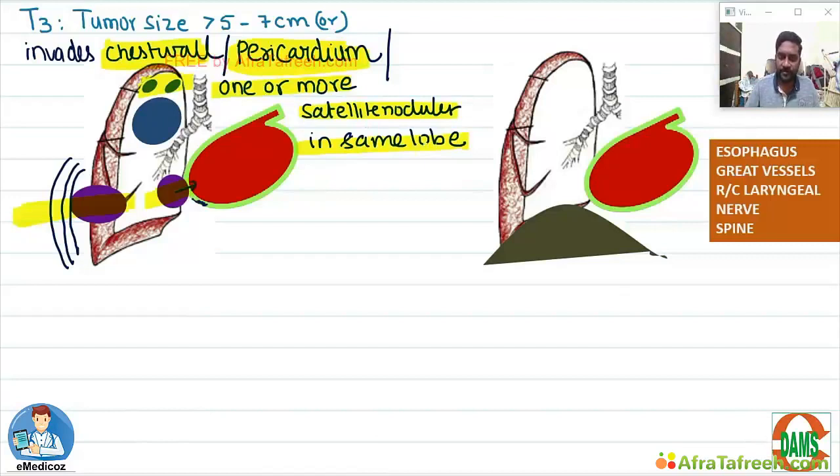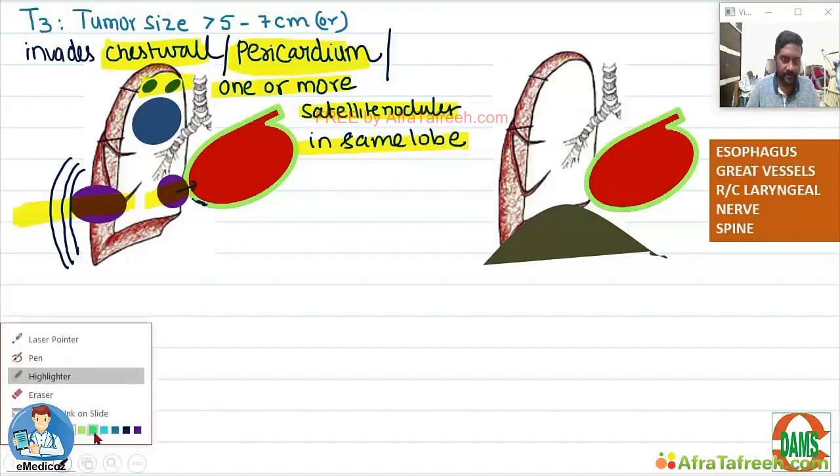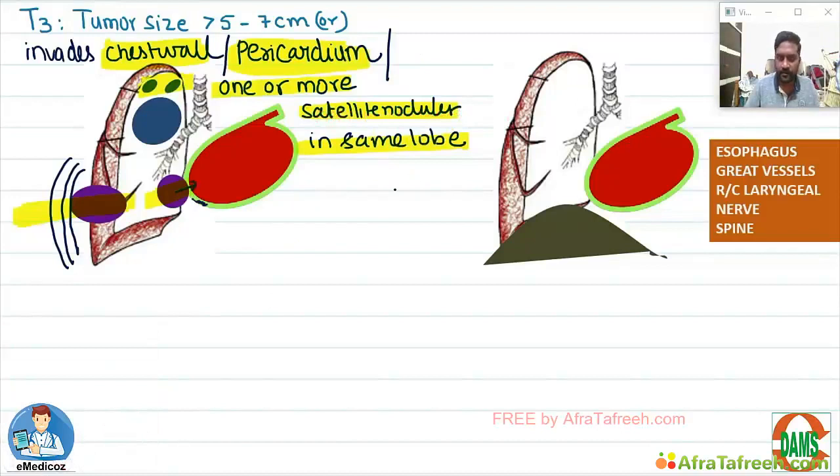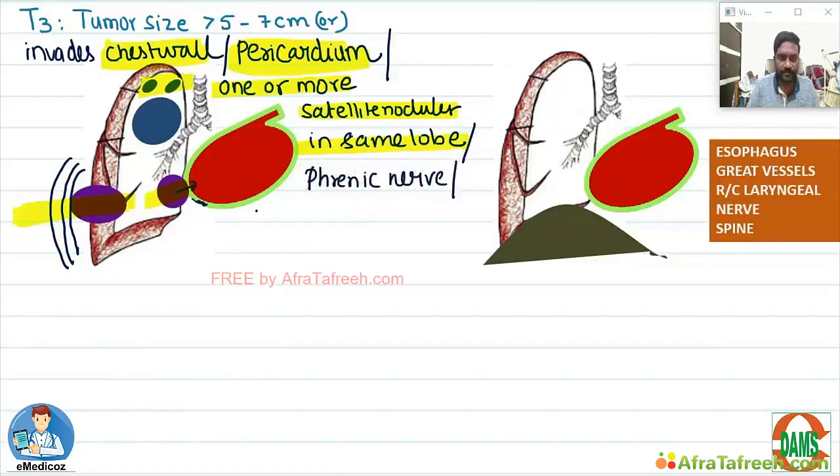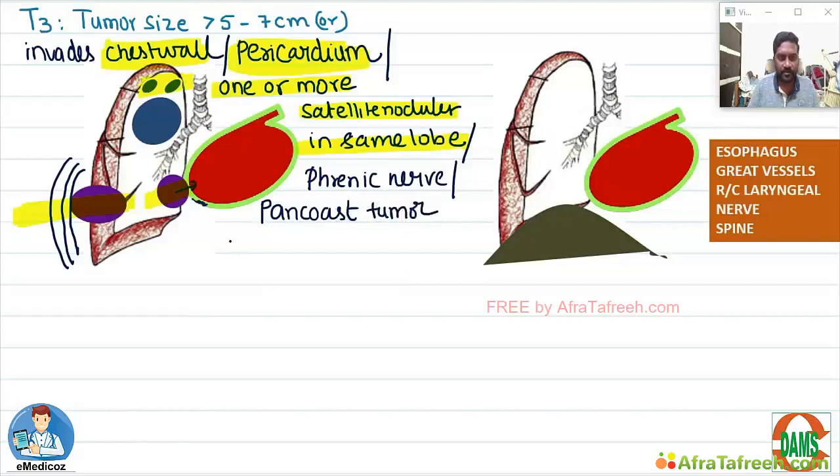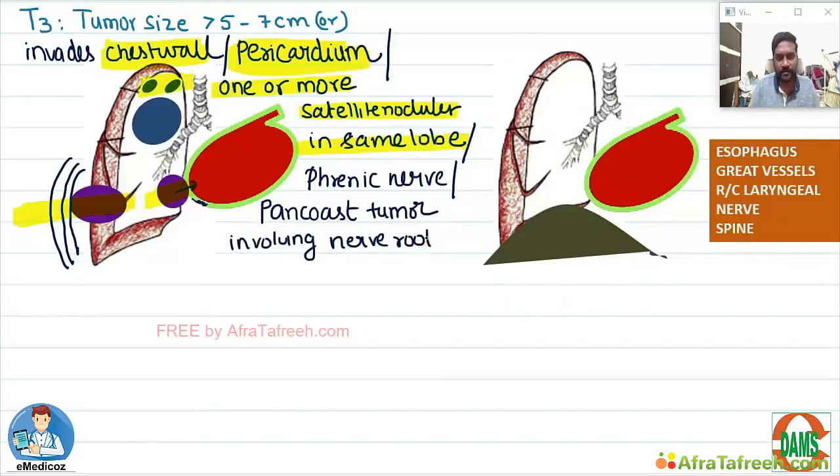And apart from this, in T3, we also have tumor which involves the phrenic nerve, and also a Pancoast tumor. So tumor of the lung apex. Pancoast tumor involving nerve roots T1 and T2.